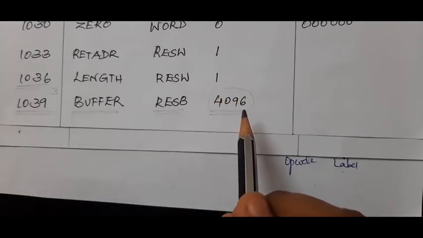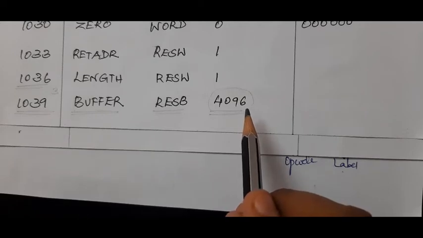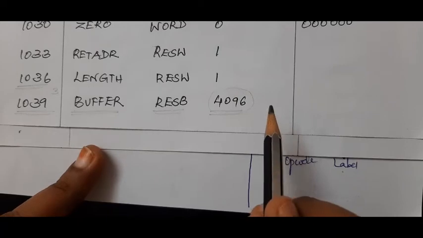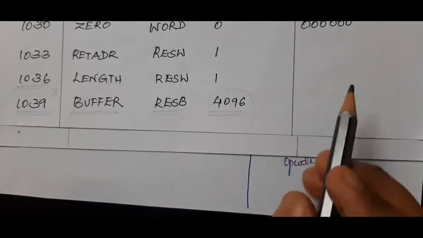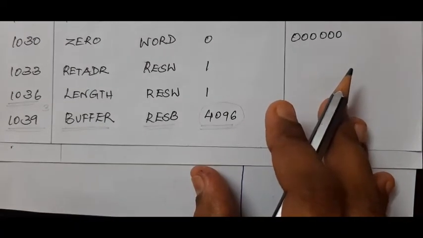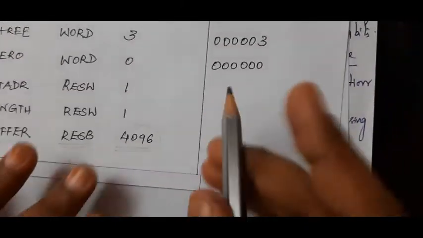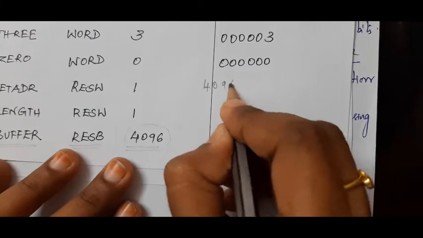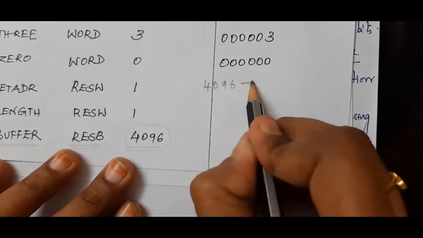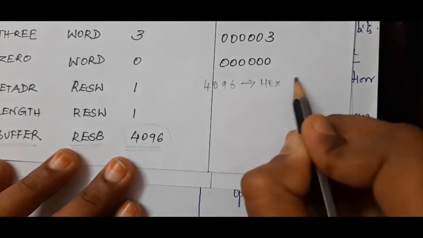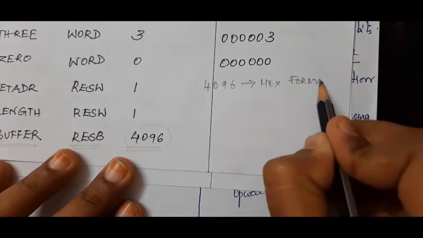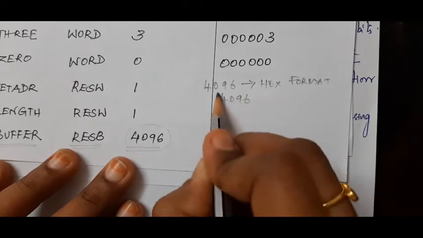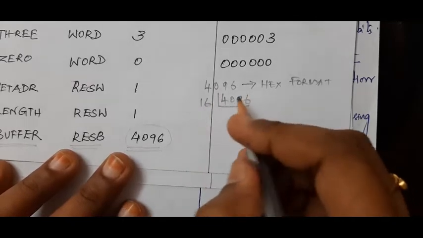Instead of occupying 4096 memory spaces, we convert this hexadecimal format into decimal. So how do we convert this hexadecimal format into decimal? How do we convert it here? 4096 is in the hexadecimal format, so we convert it into decimal. So we'll write 4096 converted into decimal.